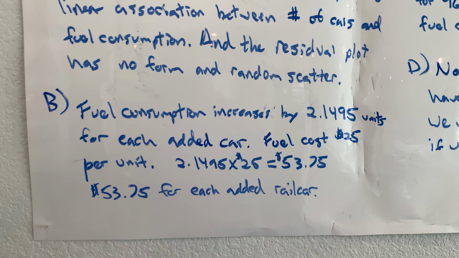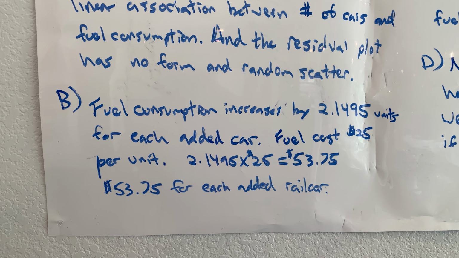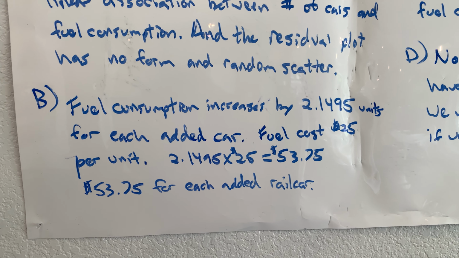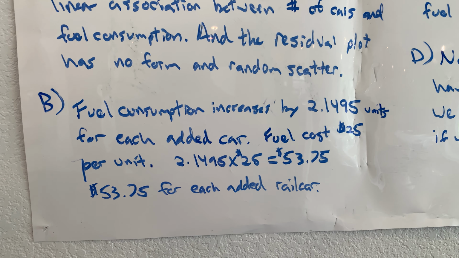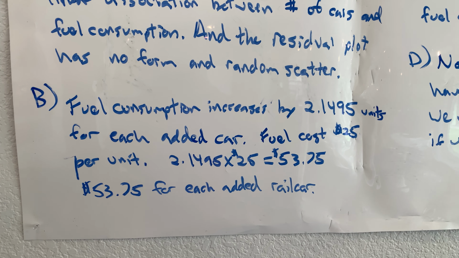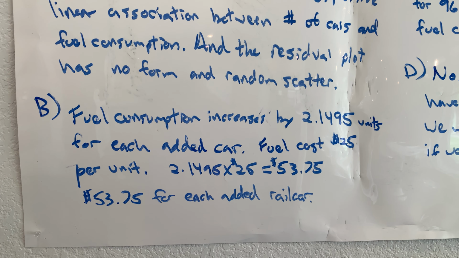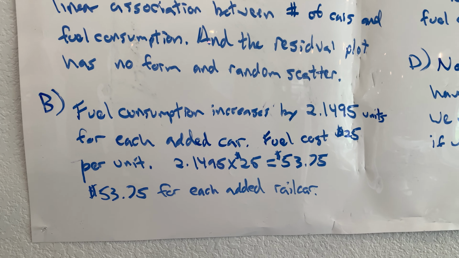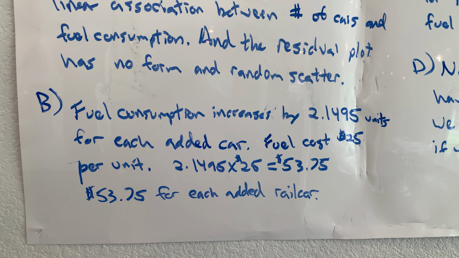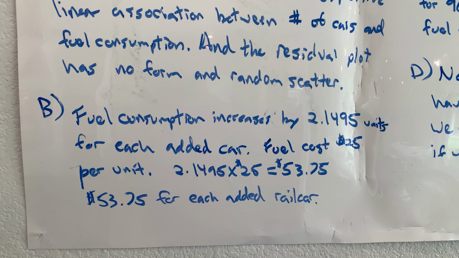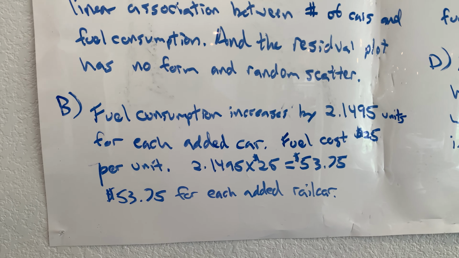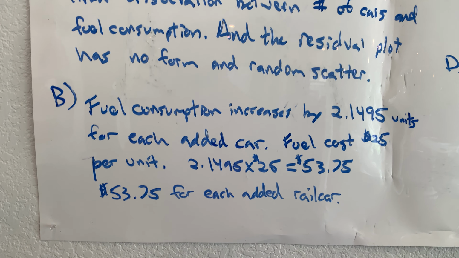Part B said, how much does it cost when you add a car, basically. So the first thing we need to state there is that fuel consumption increases by 2.1495 units for each added car. That is basically the interpretation of the slope, that the y is increased by the slope for every increase in 1 x. You can go back and review those things, but that's interpreting the slope.